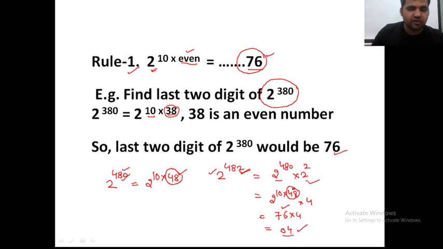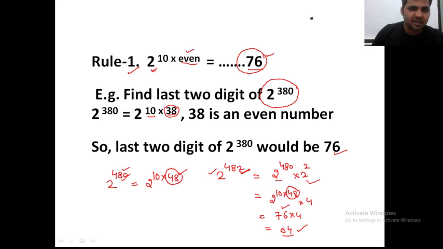In many books you will find the concept of cyclicity of finding the last two digits, but that is a very lengthy process, because if you try to find out the cyclicity of powers of 2, it goes on till 20. After the power of 21, the last two digits of the powers of 2 start getting repeated. So this concept of cyclicity is a bit lengthy to find the last two digits.